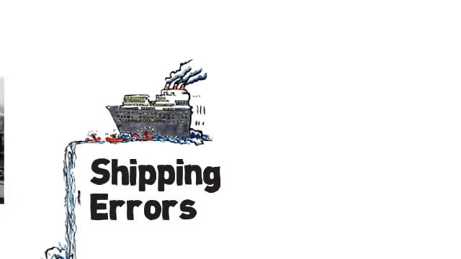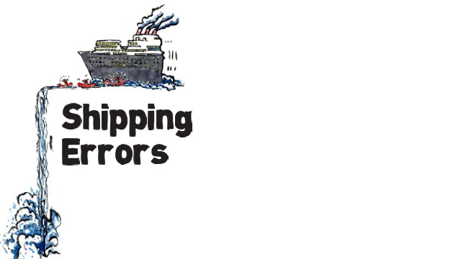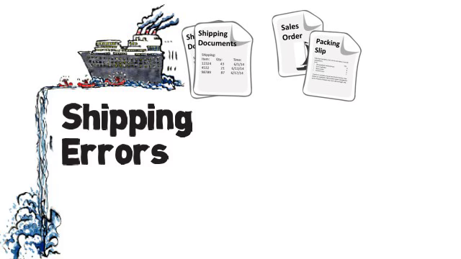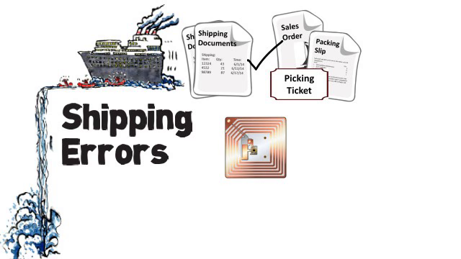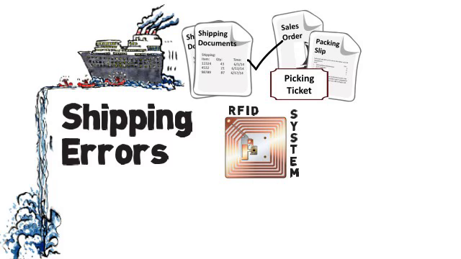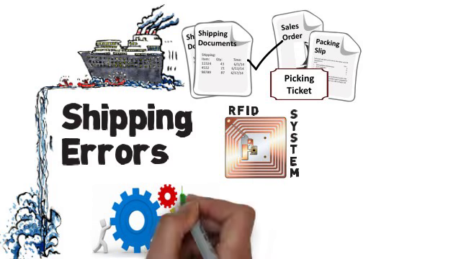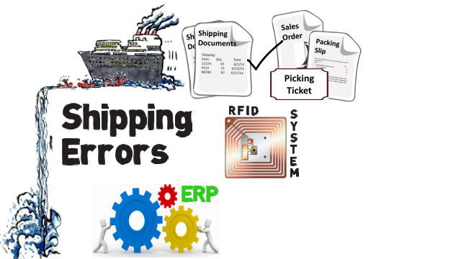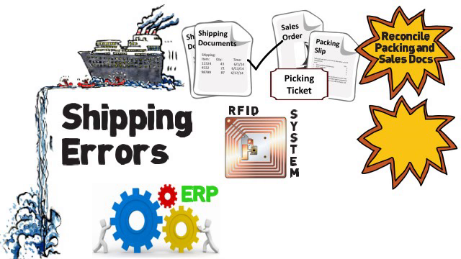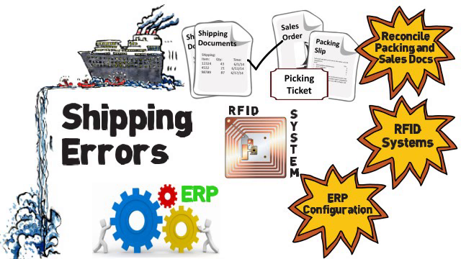Let's move on to the controls for shipping errors. First, you can compare the shipping documents with the sales order, packing slip, and picking ticket to ensure that the correct items are being shipped. You can also set up an RFID system, which will identify delays. Finally, you can configure your ERP system to prevent duplicate orders. So you can compare shipping and sales documents, use an RFID system, and configure your ERP system to help prevent shipping errors.